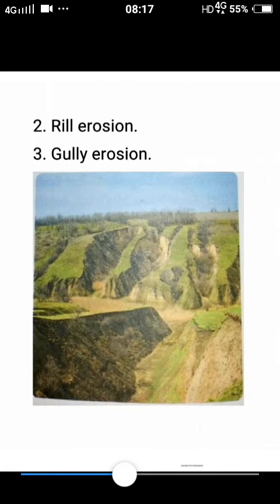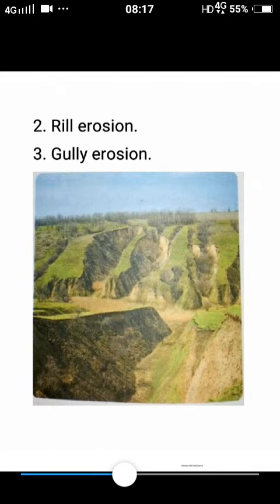Next, rill erosion. When the rainwater forms finger-shaped grooves in the soil, it is called rill erosion. This finger-shaped structure generally appears on the surface due to rainfall, and it loosens the soil, and at that time soils can be removed from the area. This is rill erosion. And the third is gully erosion.